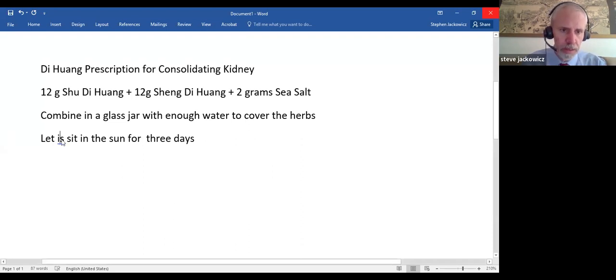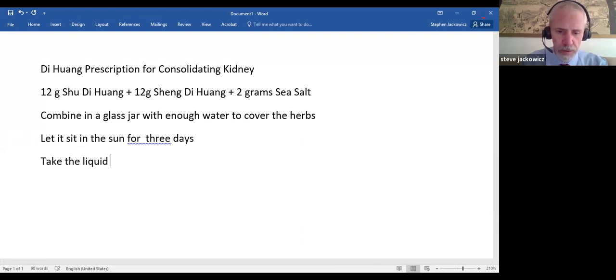Let it sit in the sun for 3 days, and then after it sits in the sun for 3 days, the liquid will boil. Take it. Simmer.